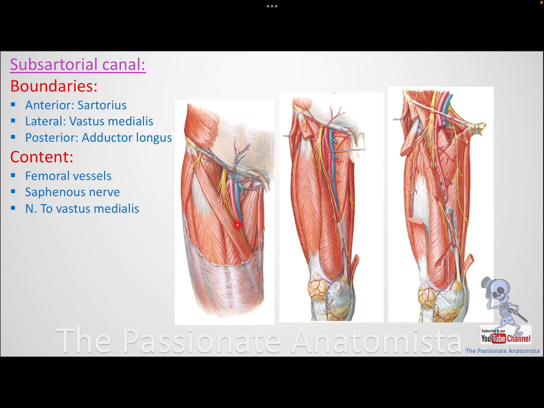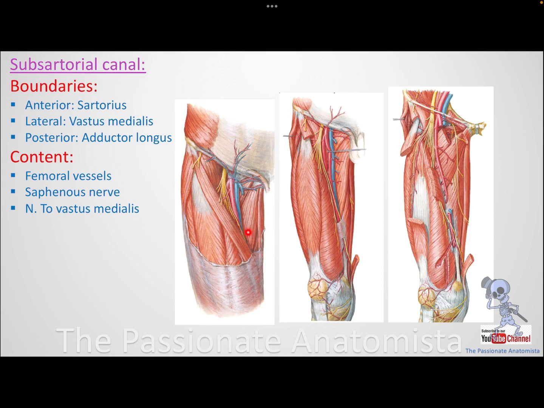And the adductor canal has another name, and I like that name because it gives me a hint about the roof of that canal, which is the subsartorial canal. Subsartorial means it's below the sartorius muscle. So if you remove the sartorius, you're going to see that the canal is deep to it. Laterally you have the vastus medialis, and posteriorly you have the adductor longus.